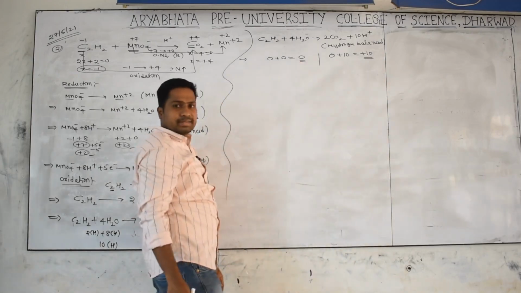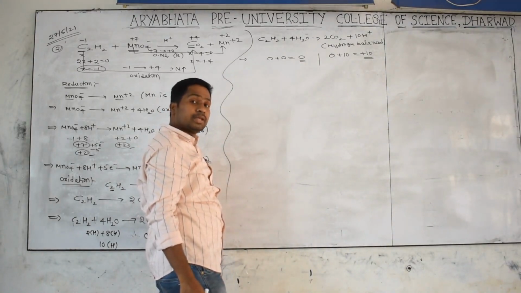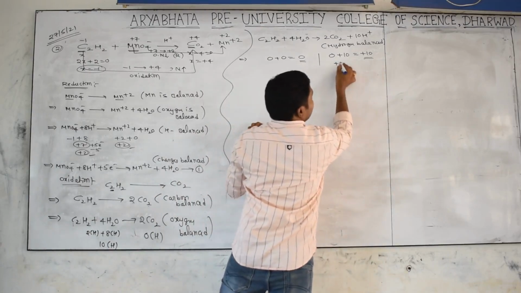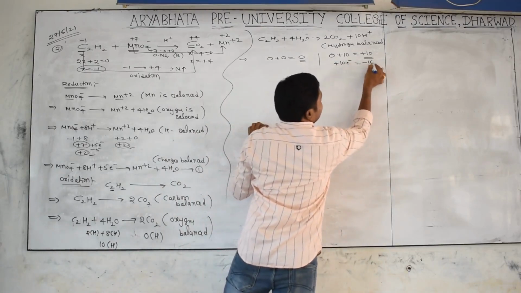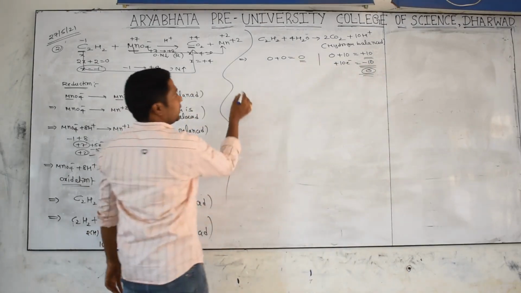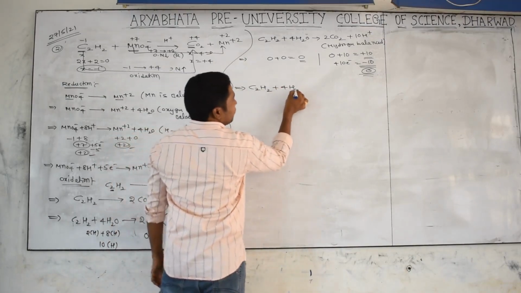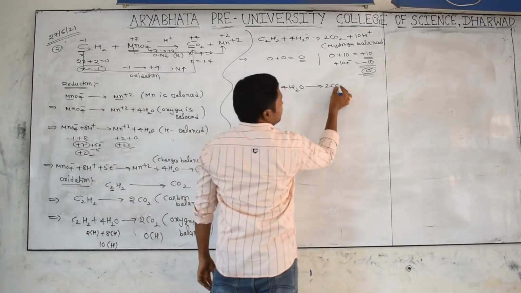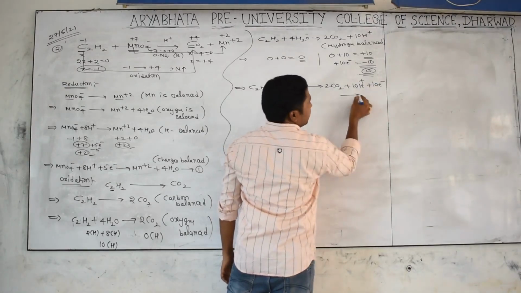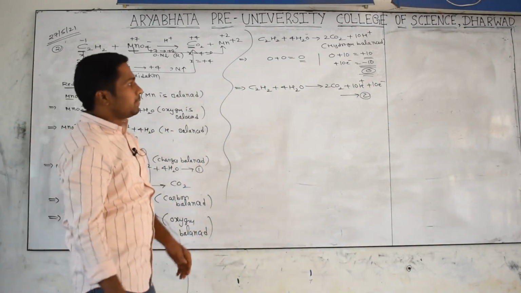How to make it balance? We should add electrons. Where? On the right side. How many? 10, because each electron carries minus 1. That's why we add 10 electrons on the right side. 10 electrons means minus 10, and together it becomes 0. Left side 0, right side also 0. So we write C2H2 plus 4H2O gives rise to 2 CO2 plus 10H plus 10 electrons, which is equation number 2. Check it, everything is balanced.